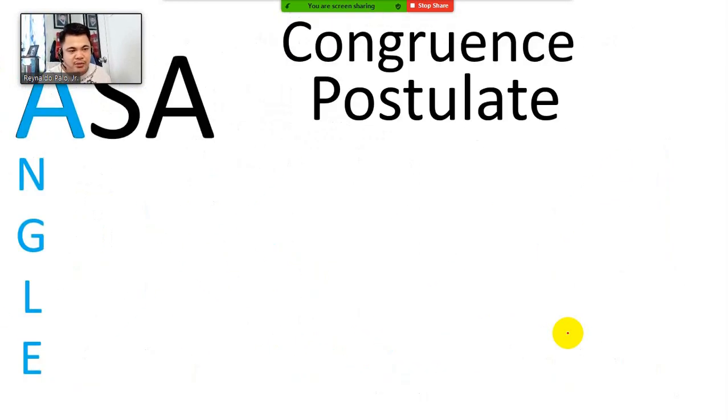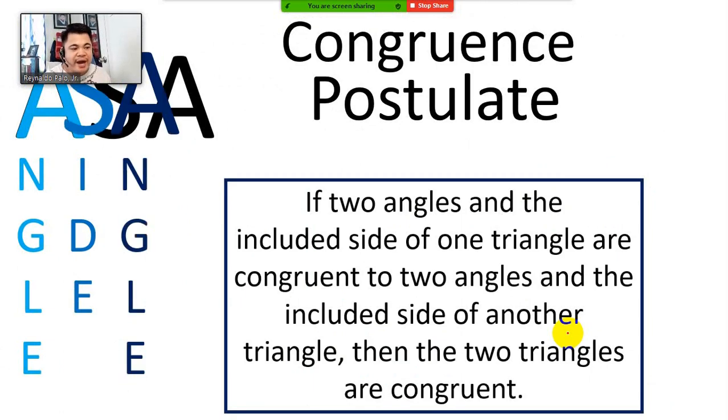Let's state the conditional statement of the ASA postulate. If two angles and the included side of one triangle are congruent to two angles and the included side of another triangle, then the two triangles are congruent. Again, we are talking about two angles and the included side congruent to two angles and the included side of the other triangle.